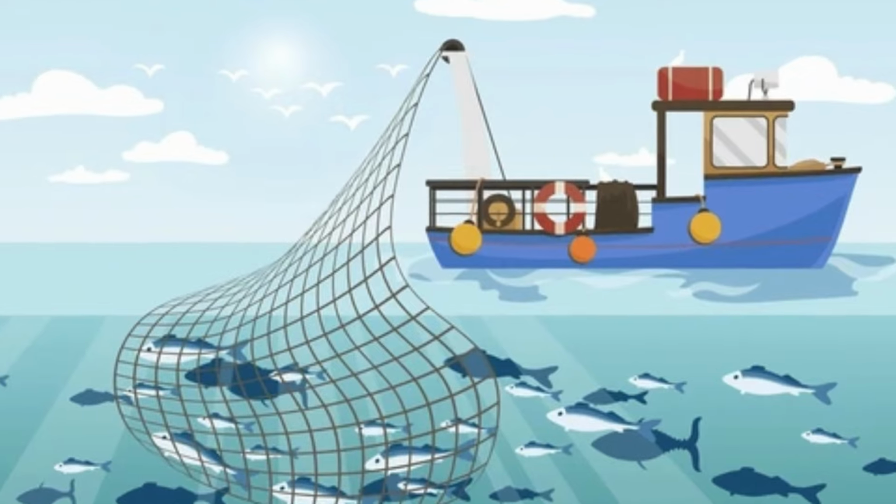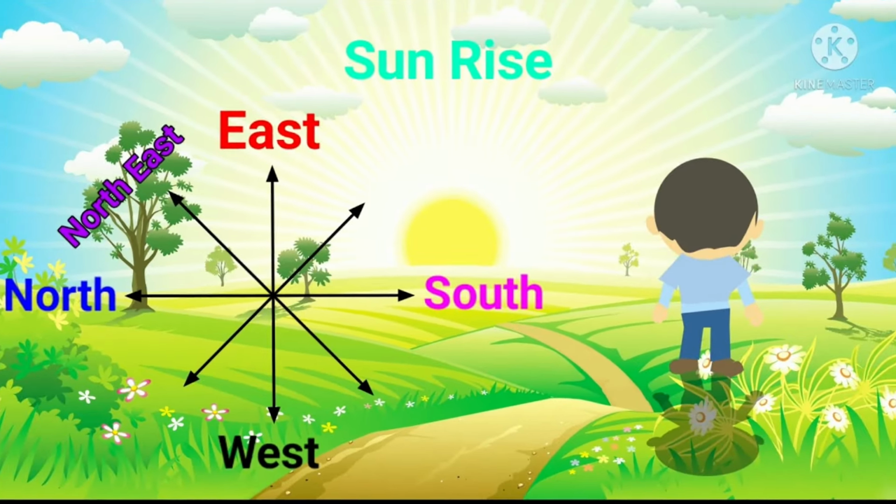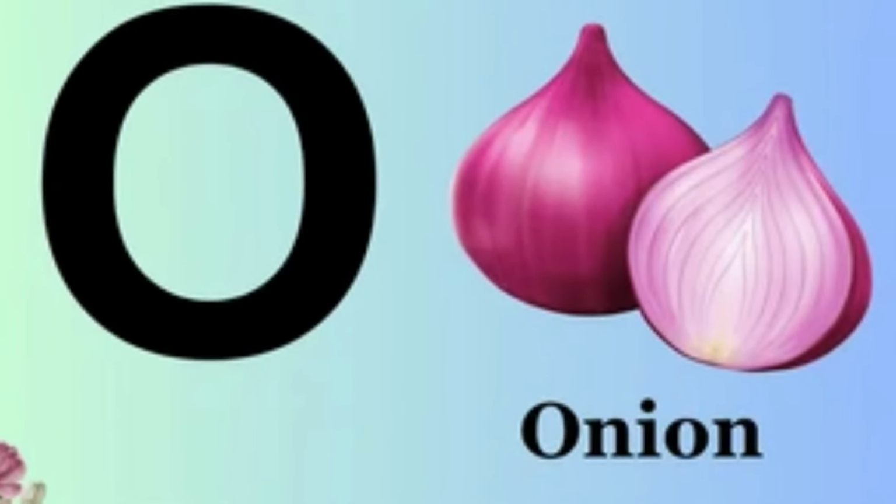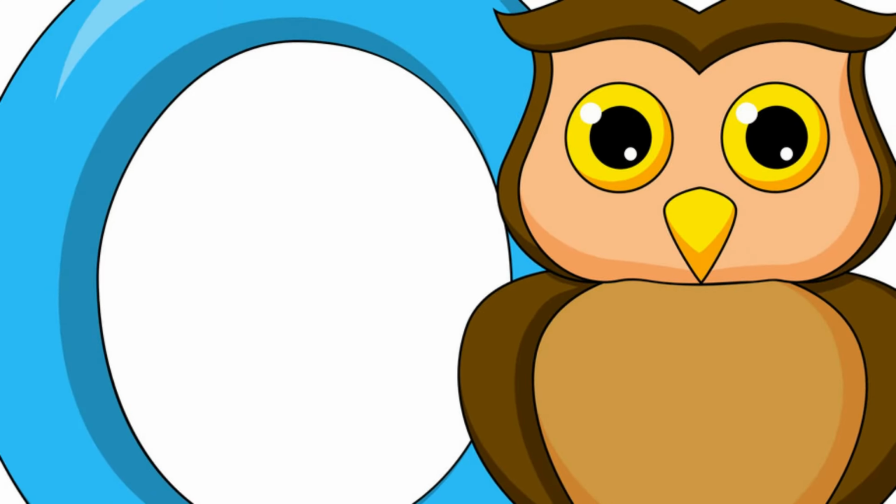M for moon. M for marker. N for net. And N for north. O for onion and O for owl.